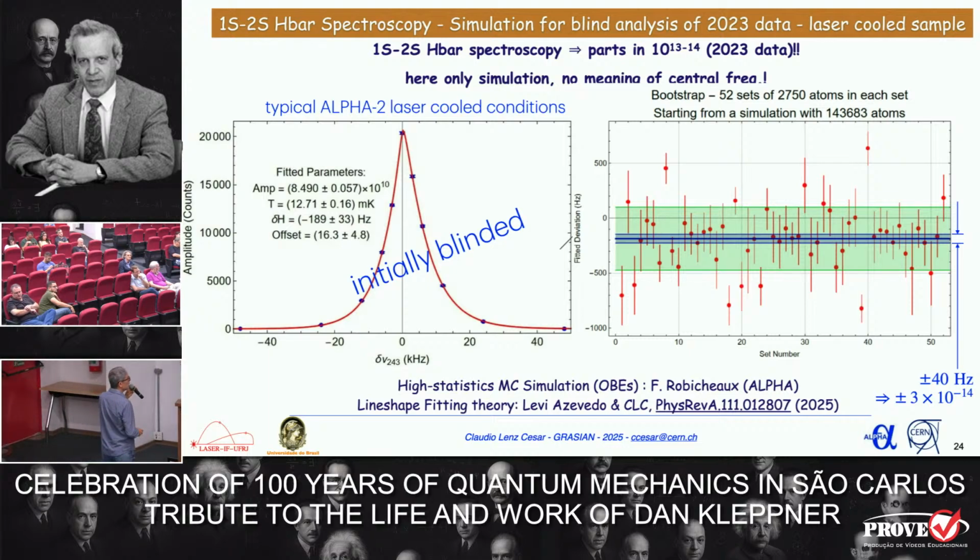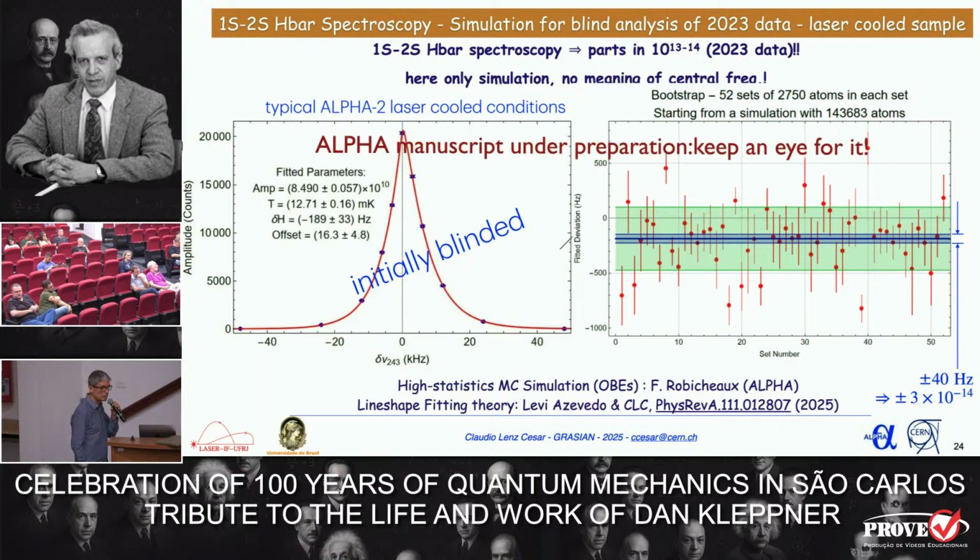So we are getting parts in 10^14 of accuracy with our theory, and it is with that theory that we are analyzing the data now from ALPHA, and we should unblind finally. So the simulation was blinded in the beginning, and then we predicted the number that he put in, and he looked in the computer and got the number right. So our line shape predicted the right number for the frequency, and now we are ready to unblind.